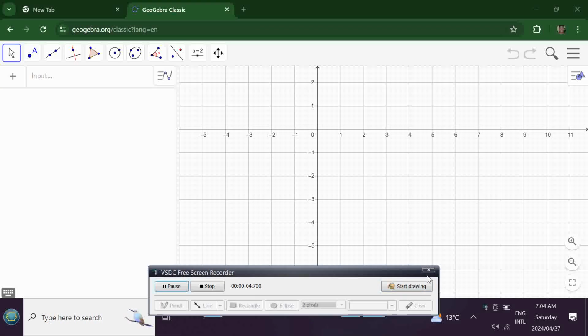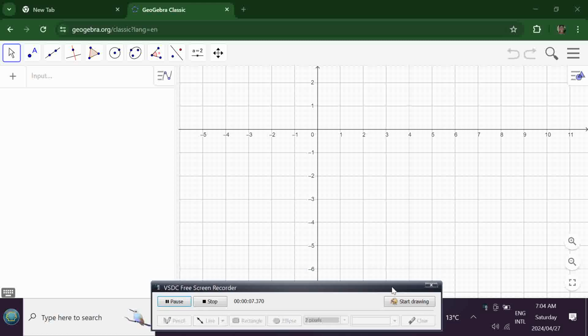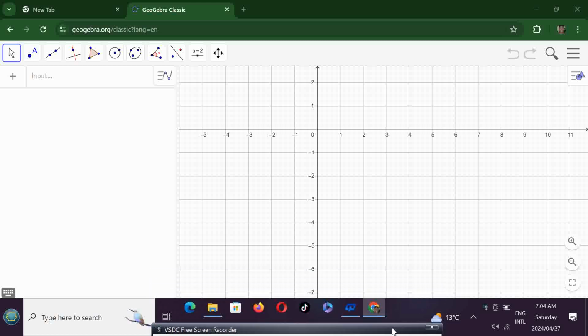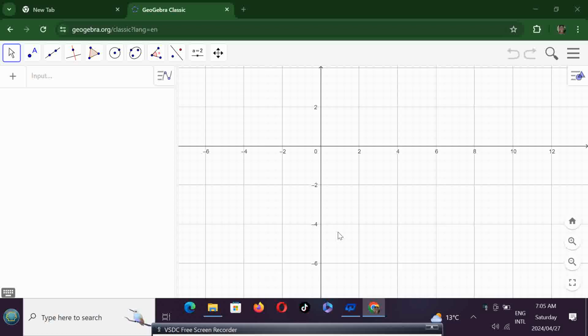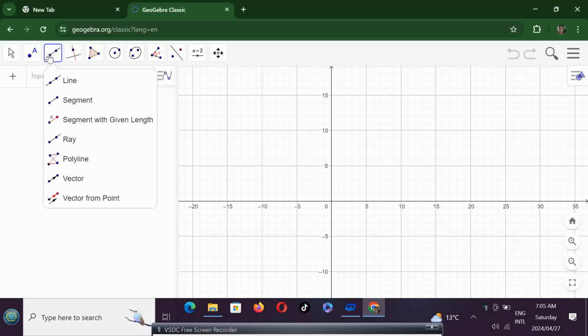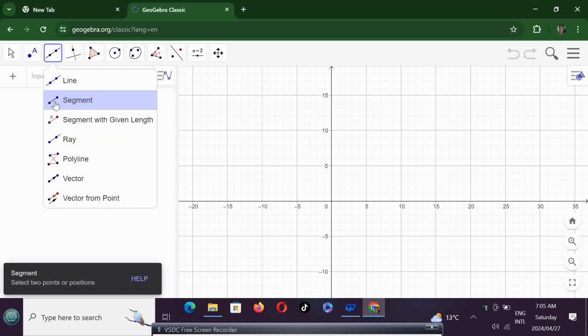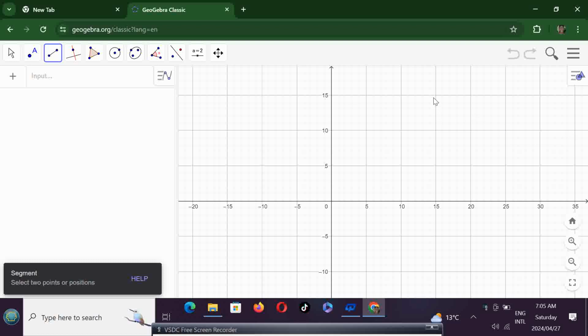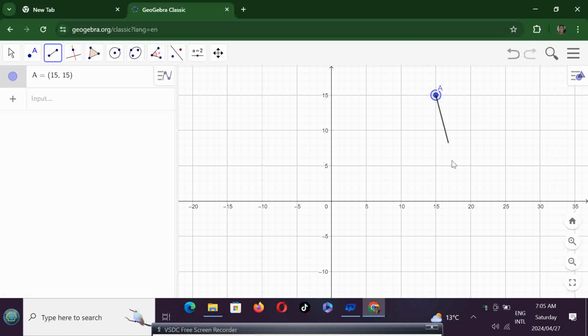So I want us to quickly look at something. We are on GeoGebra Classic. I want to talk about the equation of a straight line perpendicular to the x-axis or y-axis. Check where the line is at. This line is perpendicular to the x-axis, right? Definitely, perpendicular to the axis.